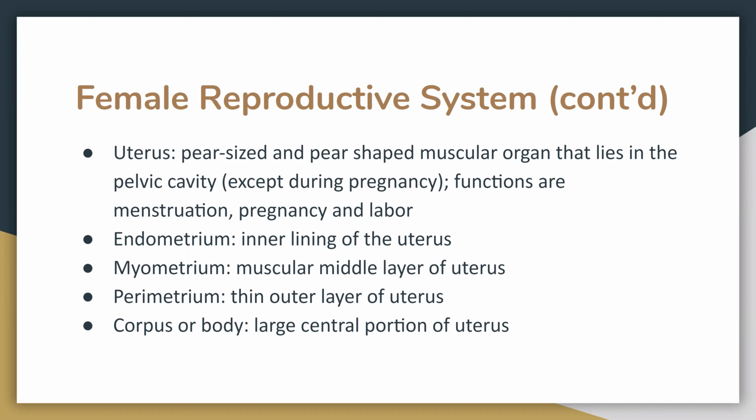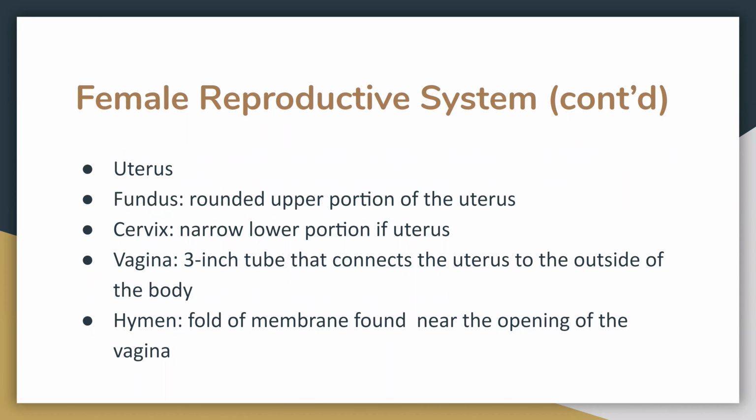The endometrium is the inner lining of the uterus. The myometrium is the muscular middle layer of the uterus. And the perimetrium is the thin outer layer of the uterus. Now, the corpus or body is the large central portion of that uterus. You have the fundus, which is the rounded upper portion of the uterus, and the cervix is the narrow lower portion of the uterus. The vagina is a 3-inch tube that connects the uterus to the outside of the body.